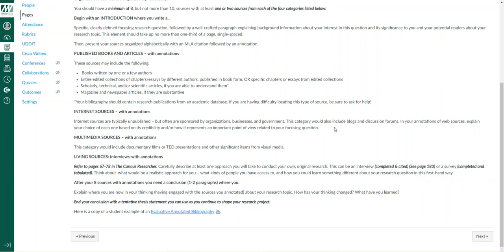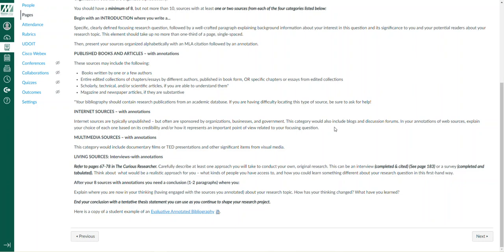Please do not include "I'm going to interview somebody" or "I'm going to do a survey" as part of your 8 sources for the annotated bibliography. It will not grade well. That is not information. So think about what would be a realistic approach for you, what kinds of people you have access to, and how you could learn something different about your research question in this first-hand way.